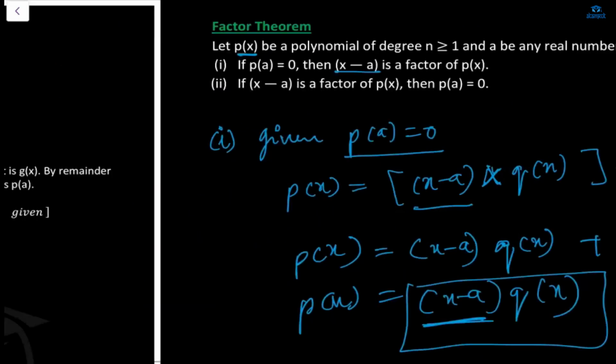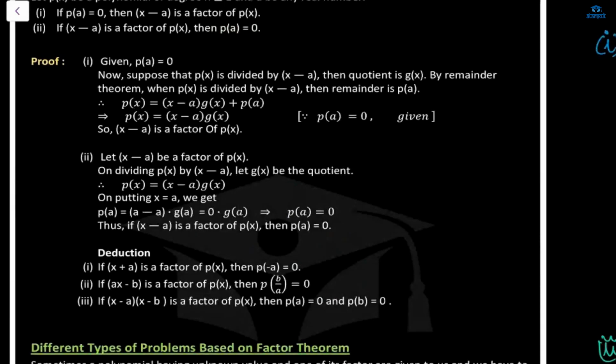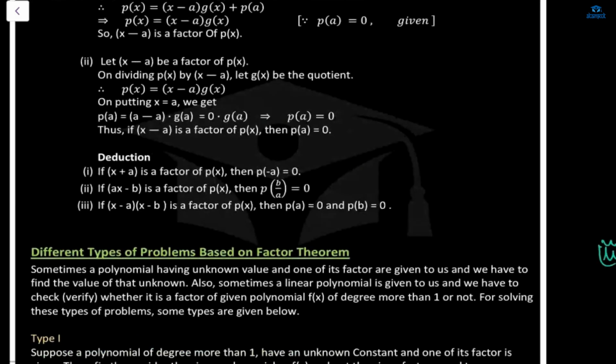You can clearly see the proper statement format; in your examination you are going to prove it like this. The proof of the factor theorem itself is very rarely asked, but questions based on the factor theorem will come in your examinations. According to the factor theorem, if x plus a is a factor of p(x), we put x plus a equal to 0, so x is equal to minus a. So p(minus a) is equal to 0.